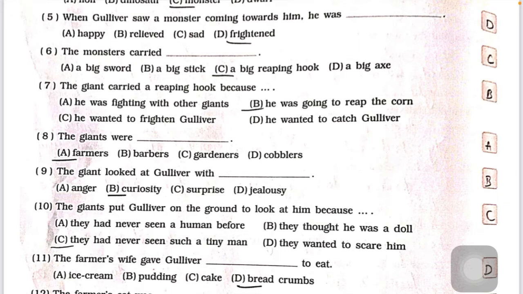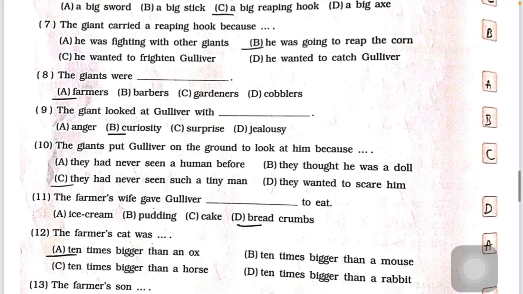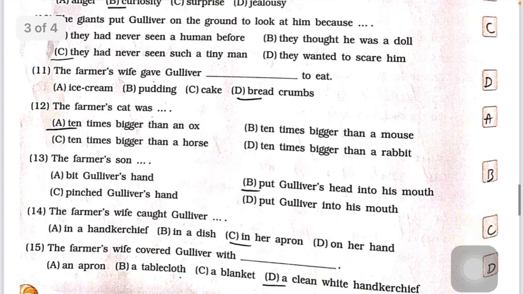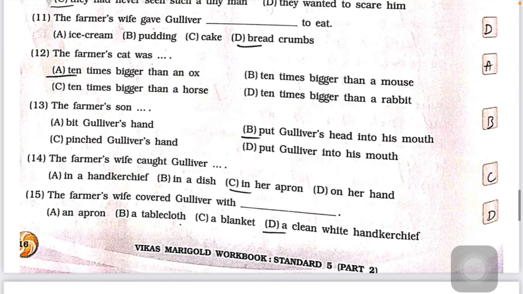The giant carried a reaping hook because he was going to reap the corn. Now the giants were farmers. The giant looked at Gulliver with curiosity. Now the giant put Gulliver on the ground to look at him because they had never seen such a tiny man. The farmer's wife gave Gulliver bread crumbs to eat. Now the farmer's cat was 10 times bigger than an ox. Now the farmer's son put Gulliver's head into his mouth.